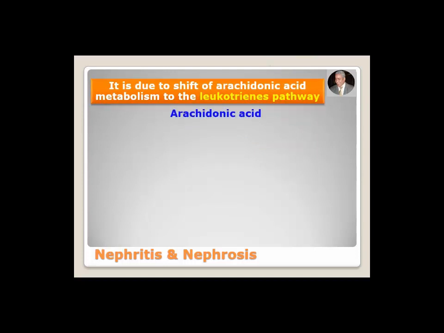This is arachidonic acid. And this is the cyclooxygenase pathway. And the alternative lipooxygenase pathway. Nonsteroidal anti-inflammatory drugs inhibit the cyclooxygenase pathway. Thus, they shift arachidonic acid metabolism to the lipooxygenase pathway, with subsequent increase in leukotriene synthesis.